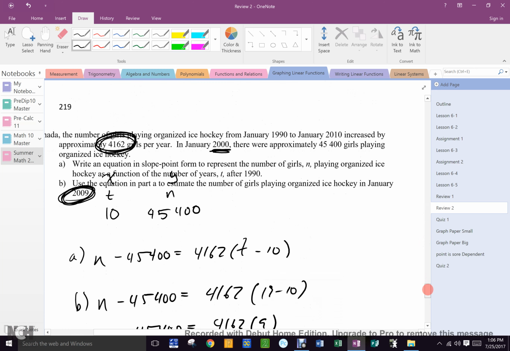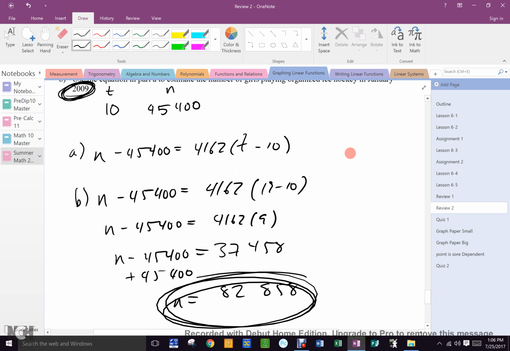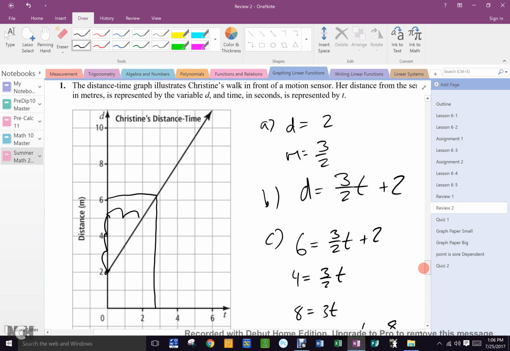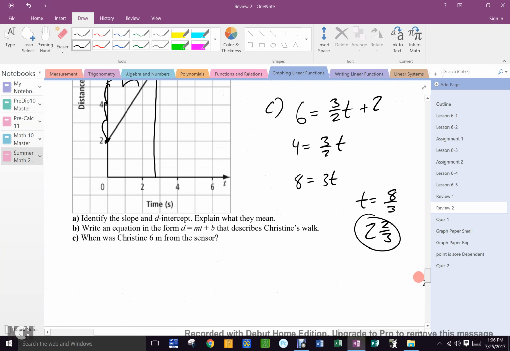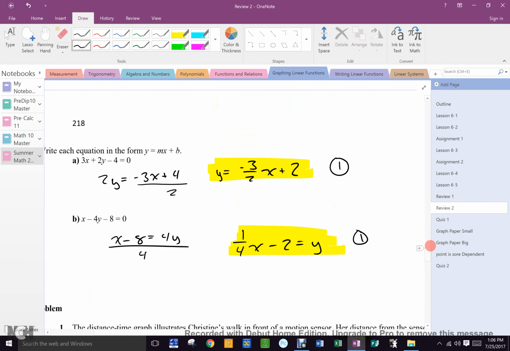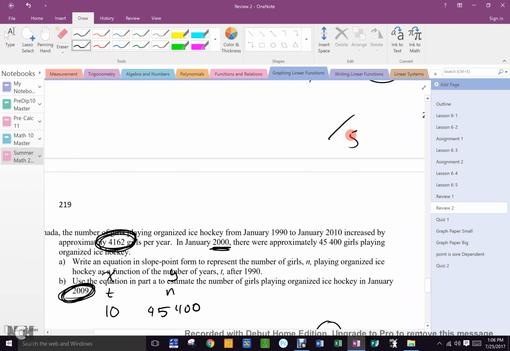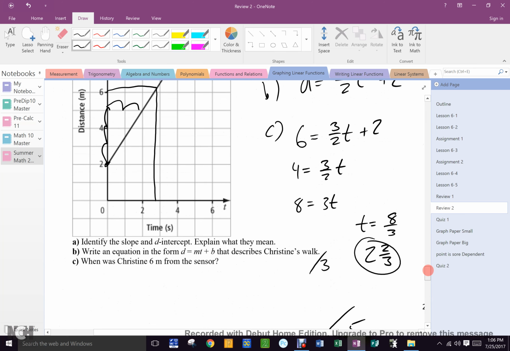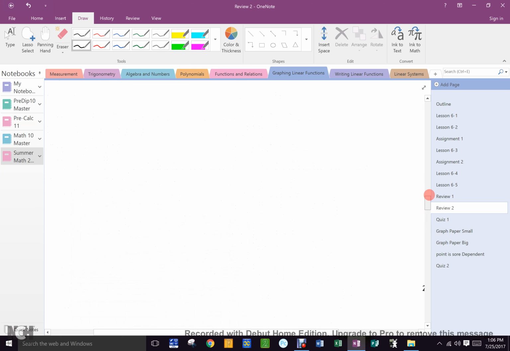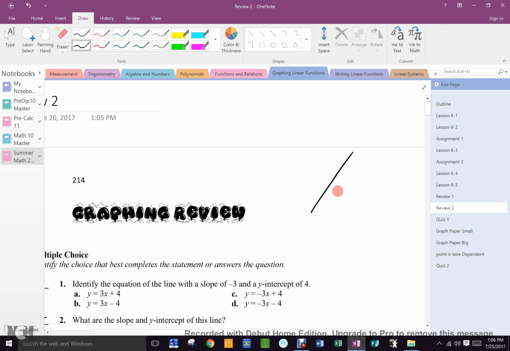That question is going to have to be out of 2 for the equation, and 1 for filling it in. So that page is out of 3. This page was out of 1 for each because there was nothing fancy there. That's out of 3. 1 each there, so that page is out of 5. So it was out of 3, out of 5. 7 and 11 makes that one out of 18.